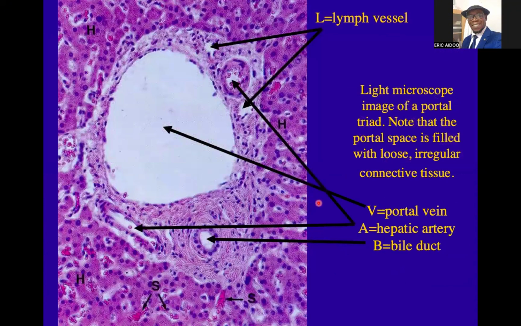All right. So there you go again. You have the portal triad there, the hepatic artery, and the bile duct. Then you are seeing some lymphatic vessels, and that is the portal vein. And these are hepatocytes. The basophilic areas are all the nuclei of the hepatocytes, and the eosinophilic areas are the hepatocyte cords. That is the parenchyma, the hepatocyte parenchyma.